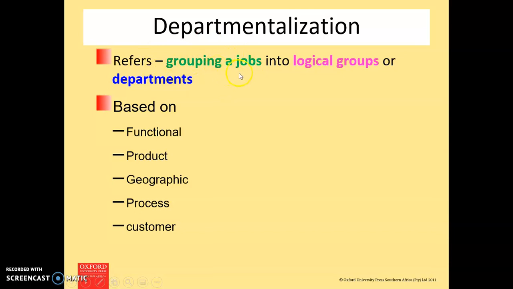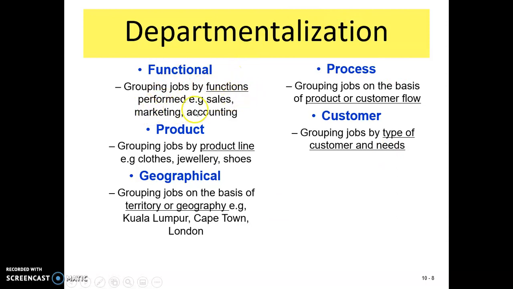Departmentalization refers to the grouping of jobs into logical groups or departments. Sometimes you go to a department and they have different kinds of jobs. So how they group the jobs into logical groups or departments is under departmentalization. Sometimes they group the jobs based on function, product, geography, process, or customer. Functional is normally based on functions such as sales, marketing, accounting, HR. Products, for example, is based on product lines, whether it is clothes, shoes, jewelry. Geography: some departments are based on geographic area, for example Kuala Lumpur, Cape Town, London, based on territory. Process is based on the flow of grouping jobs on the basis of the product or customer flow, how the process of the products goes. And customer: departmentalization based on customer is grouping jobs based on the types of customers and their needs.